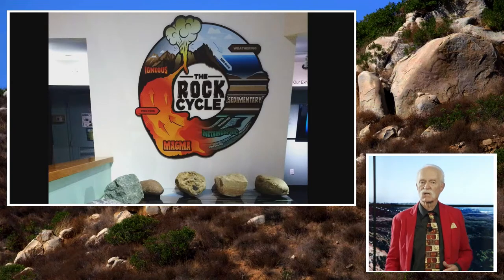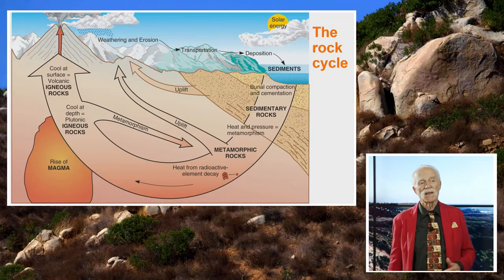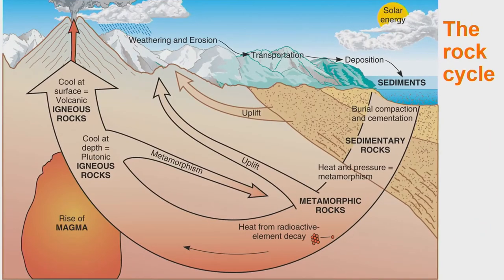Hands-on, please go look, touch, read. And let's just go over the rock cycle here one more time. On the lower left, there's magma. The magma rises at depth. Some cools to be plutonic rocks, like we discussed last time. Some of the magma reaches the ground surface as volcanic rocks.